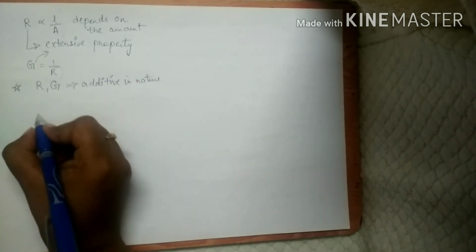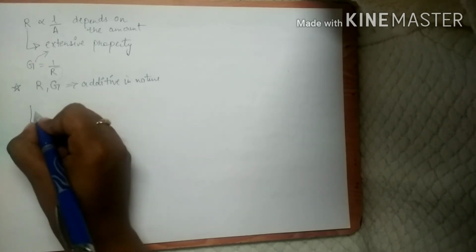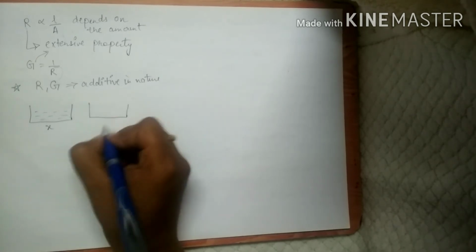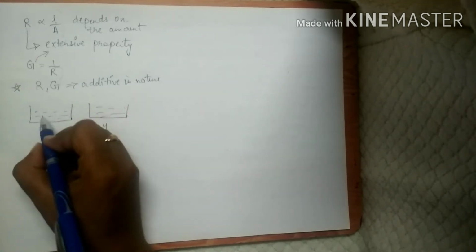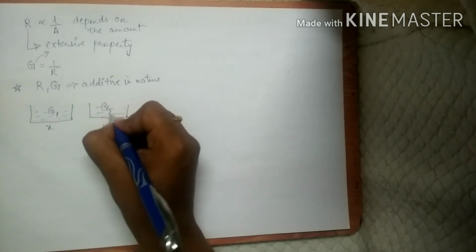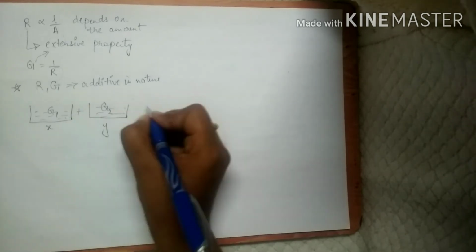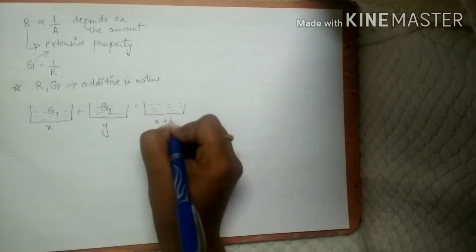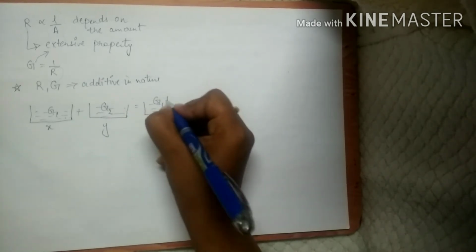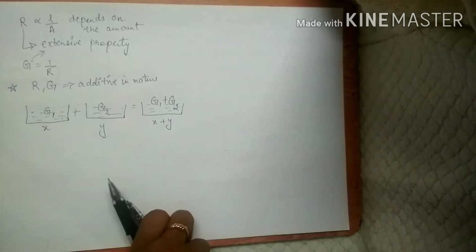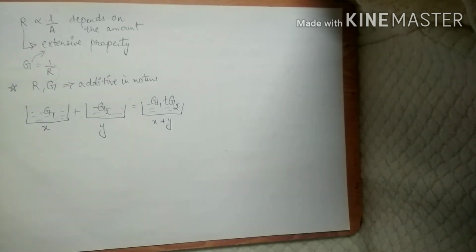What do we mean by that? Suppose there's a container having solution X, and there is another container having solution Y. This solution has conductance value G1 and this one has conductance value G2. If I take another container in which I pour both X and Y, then their conductance values will add up. Why? Because conductance is an extensive property. Similarly, resistance is also additive in nature.